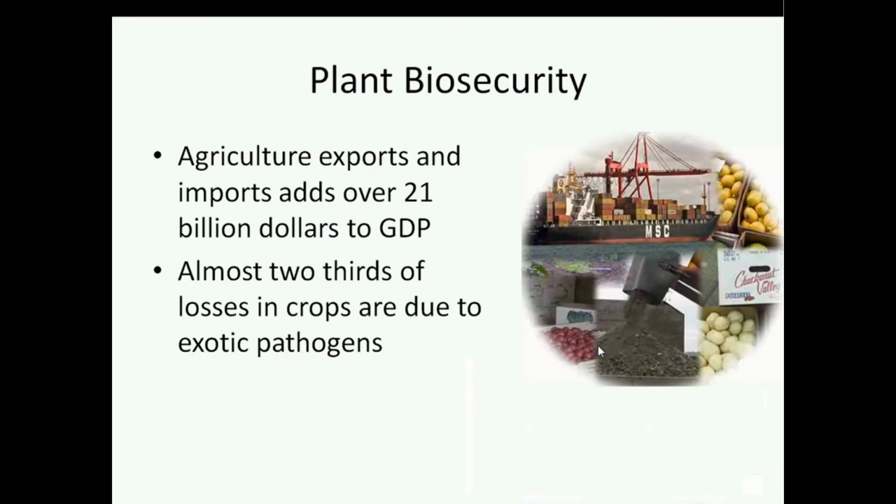This is important because agricultural exports and imports add $21 billion to our GDP, and almost 2/3 of losses in crops are due to these exotic pathogens. So it is very important to screen imported materials coming into the States.